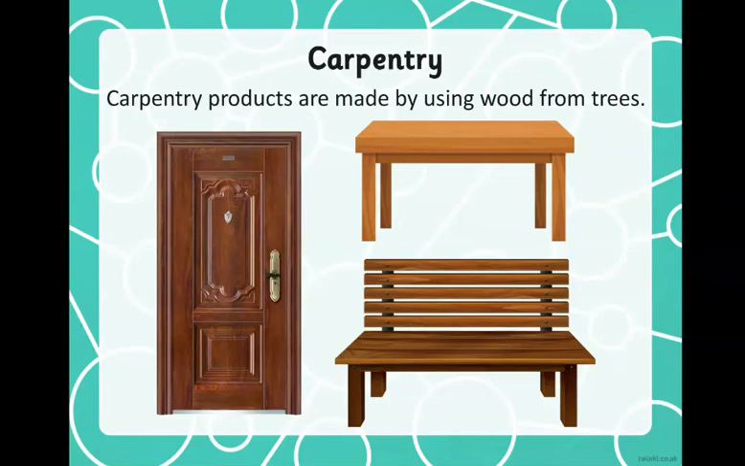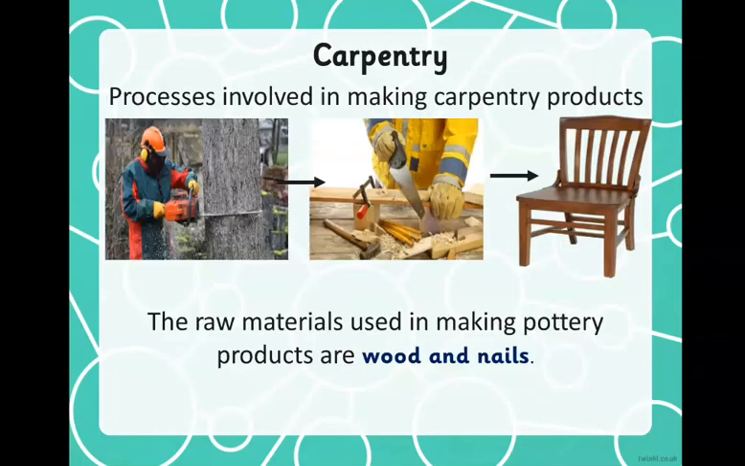Lastly, we'll look at carpentry. Carpentry products are products made by using wood from trees. The person who makes carpentry products is called a carpenter. The carpenter makes items like tables, chairs, windows, and doors. The processes involved in making carpentry products are as shown below.